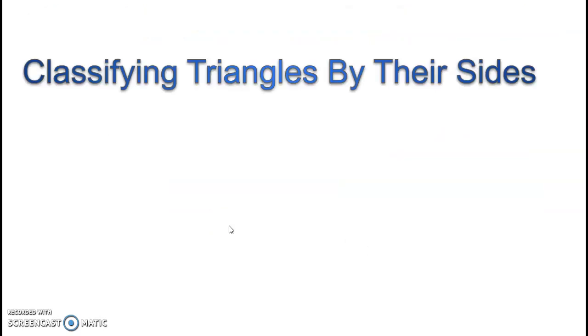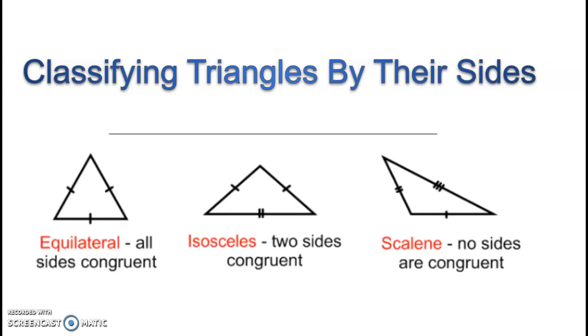Okay. When we are classifying triangles by their sides, we are looking to see if it is an equilateral triangle, an isosceles triangle, or a scalene triangle. If it is equilateral, all three sides will be congruent. They will all be equal in length, and that will be shown with one tick mark on each side.